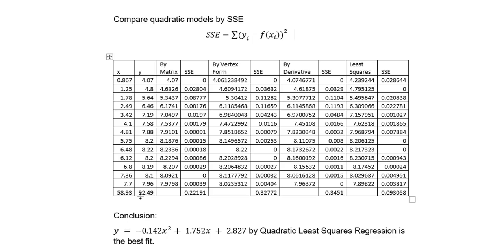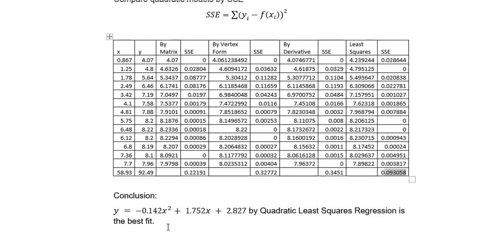Then you compare the values of SSE. You will see the quadratic model given by the least squares method has the smallest SSE value, which means y equals negative 0.142x squared plus 1.752x plus 2.827, by the least squares method, is the best fit.